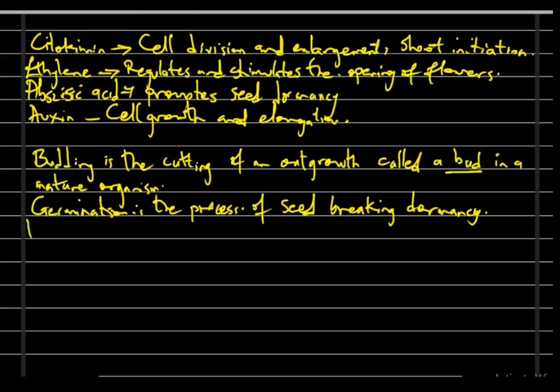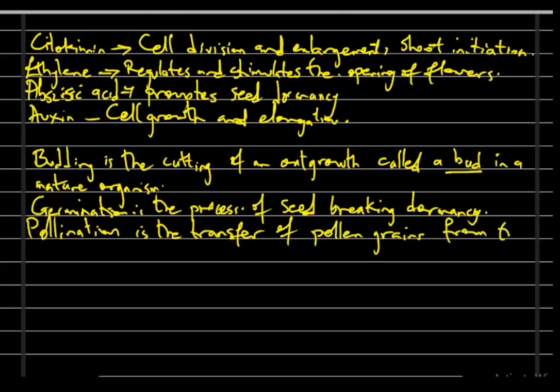And then we have the next one, pollination. Pollination is the transfer of pollen grains from the anther of a plant to the stigma. And we have two types of pollination. We have self-pollination and cross-pollination.